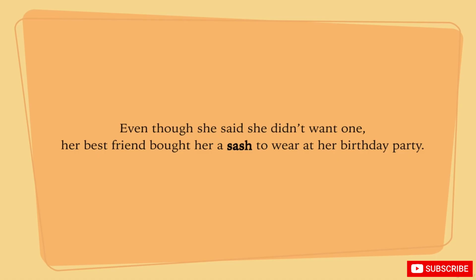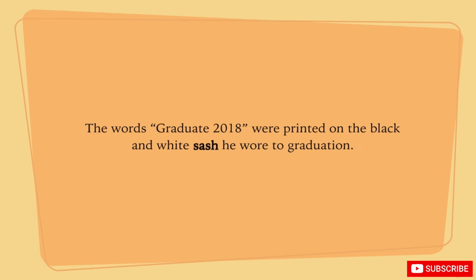Let's look at an example of how we would use sash in a sentence. Even though she said she didn't want one, her best friend bought her a sash to wear at her birthday party. The words Graduate 2018 were printed on the black and white sash he wore to graduation. The next word is hooting.